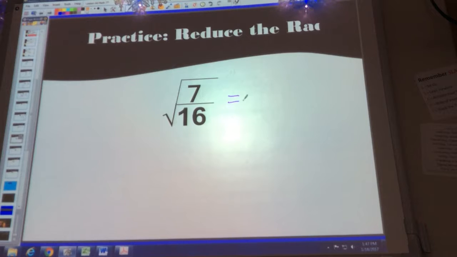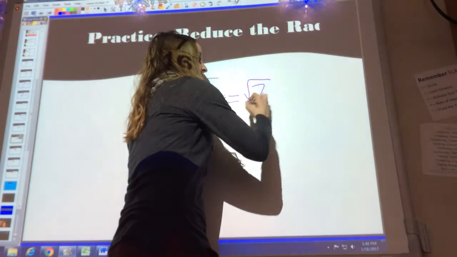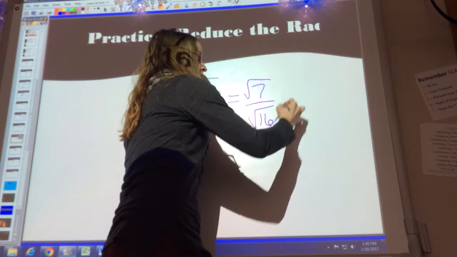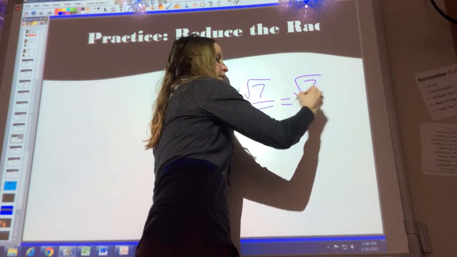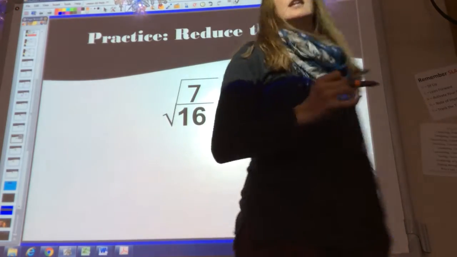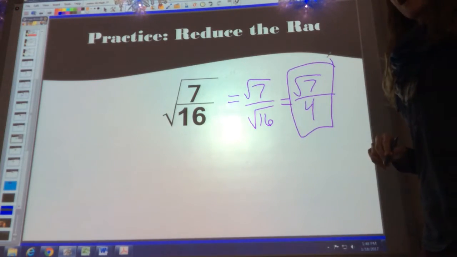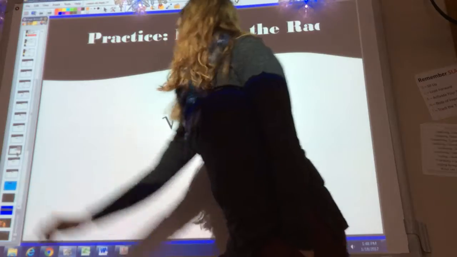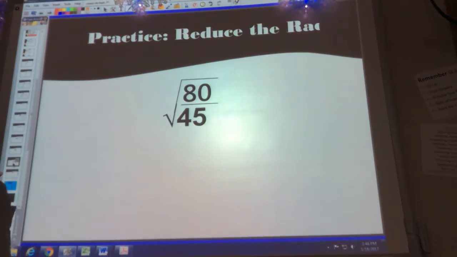All right, let's check it out. Did you split them into square root of 7 over square root of 16? Can we simplify the square root of 7? No. Can we simplify the square root of 16? Yes. What does it equal? 4. And then did you circle it? Hopefully. Great job.